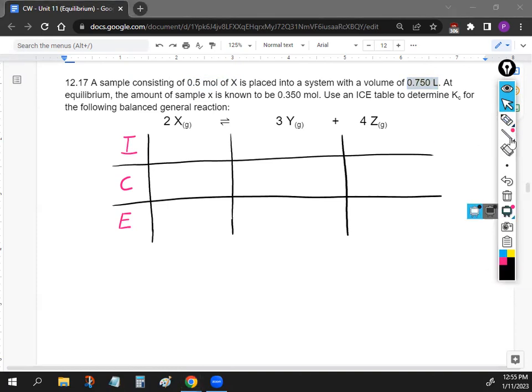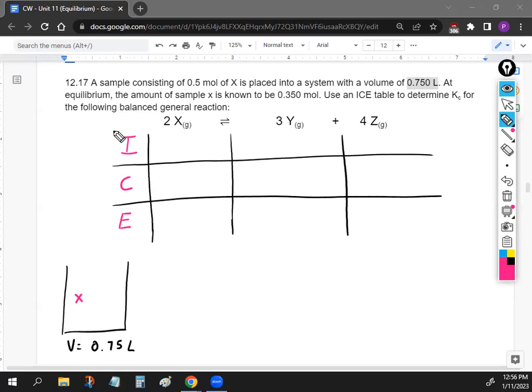But basically what this is telling us is that we have a container, okay, and the volume of the container is 0.75 liters. Okay, and then we put X into here. Okay, so we put X into this container and we put in 0.5 moles. Now, that means that we can fill in the initial box for X.